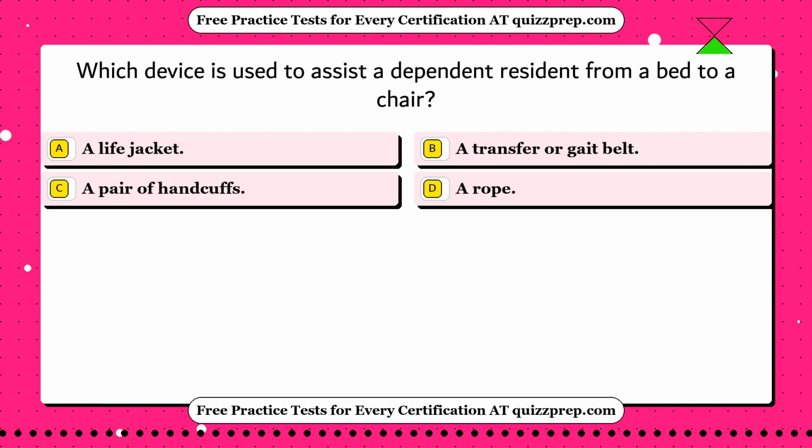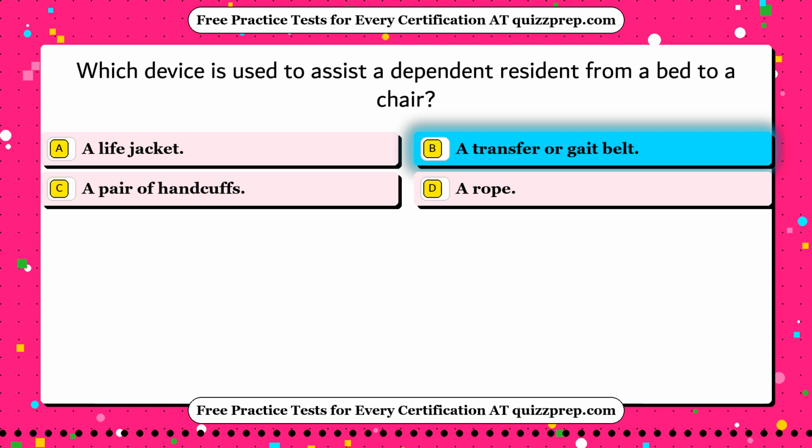Question 120. Which device is used to assist a dependent resident from a bed to a chair? Option A, a life jacket. Option B, a transfer or gait belt. Option C, a pair of handcuffs. Option D, a rope.